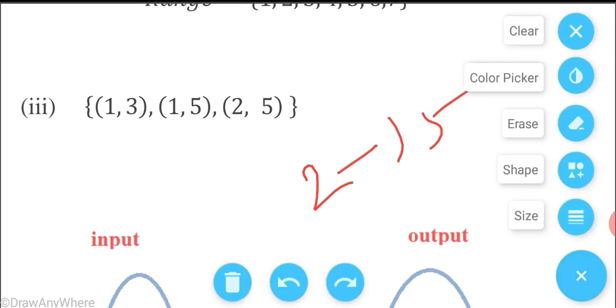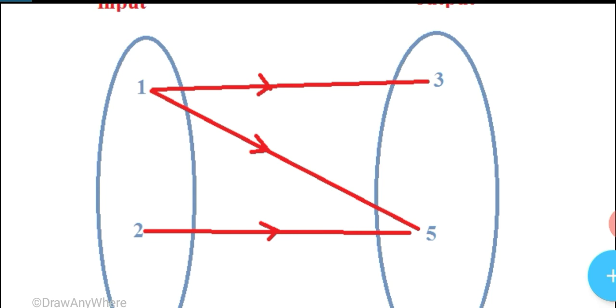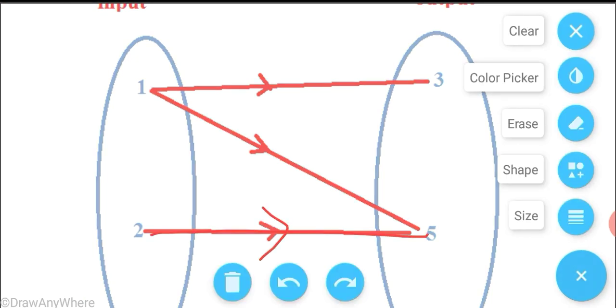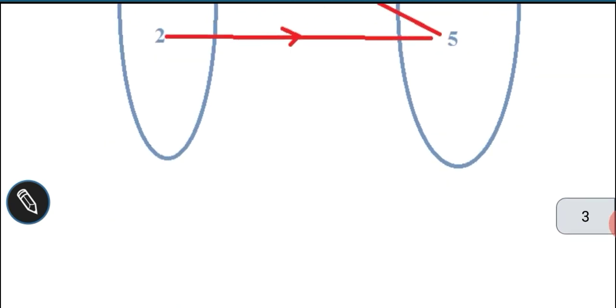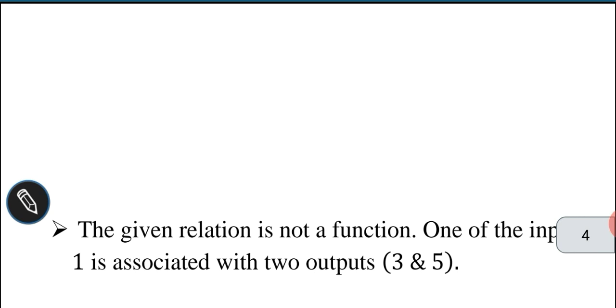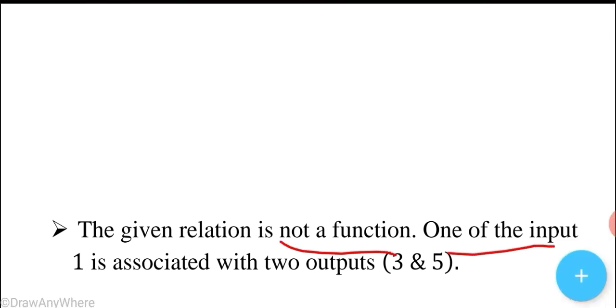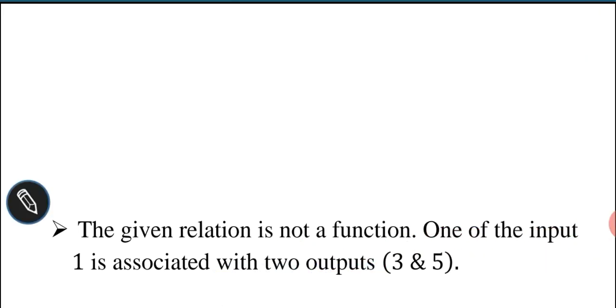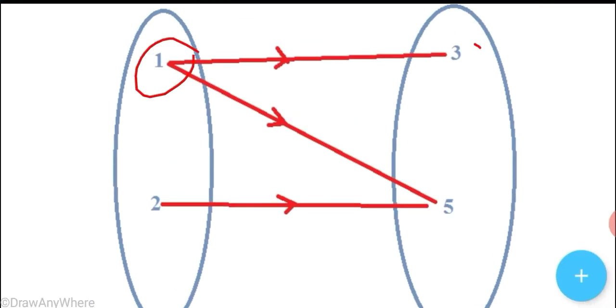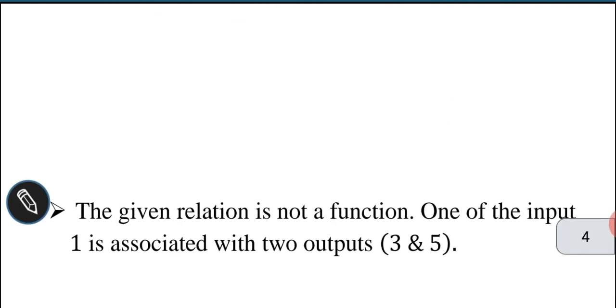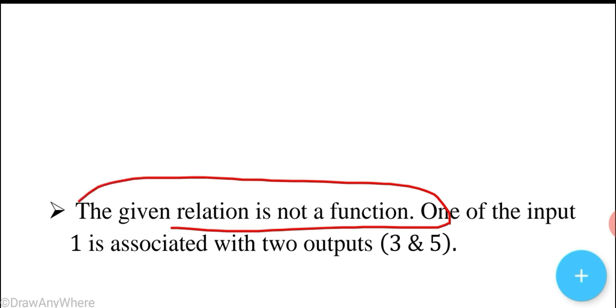From this diagram we can write that it is not a function, because one of the inputs, that is 1, is associated with two outputs, 3 and 5. As per the concept, it is not a function. The given relation is not a function.